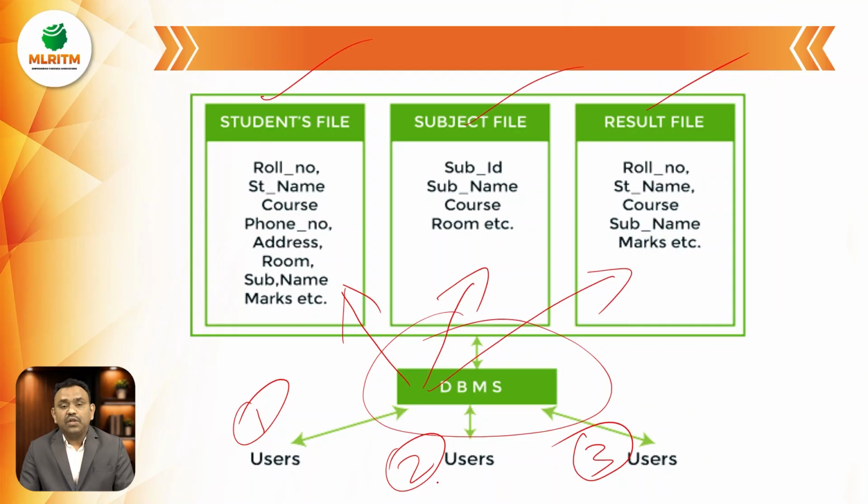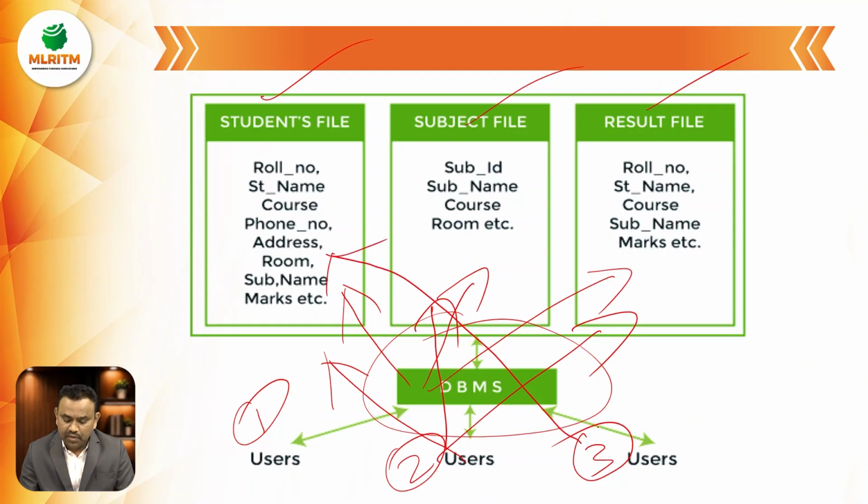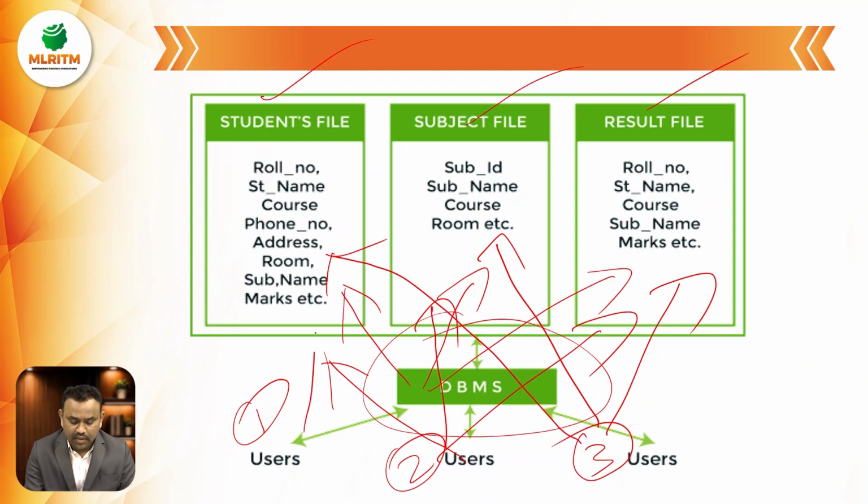Similarly, user 2 also has the capability of accessing all three types of files. Similarly, the third user is also capable of accessing the three types of files. This is one of the major advantages of the DBMS. Coming to the next one, suppose user 1 is accessing the student file, then user 2 can access the subject file. So concurrent accessing is also possible with the help of DBMS. What we are doing here is simply mapping or integrating all files to the DBMS so that any user can access any type of file.